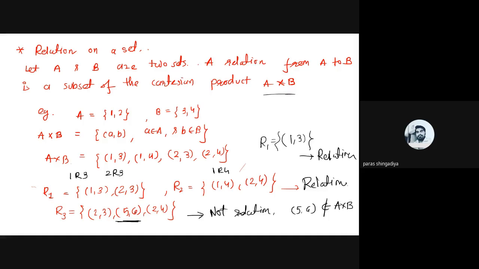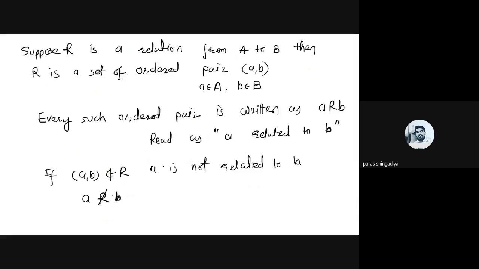But right now, (5, 6) is not part of A cross B. It means it is not a relation. So we say that 5 is not related to 6, and you can use this notation for it. Okay, so that is the meaning of this relation.